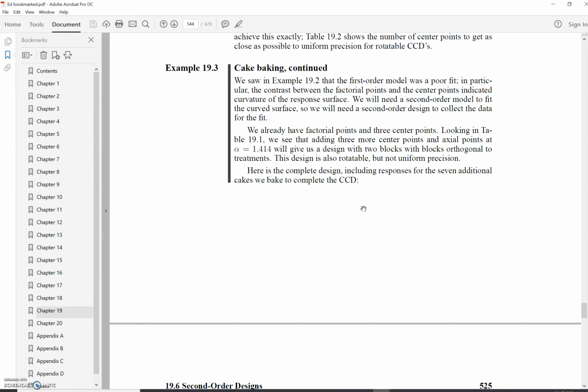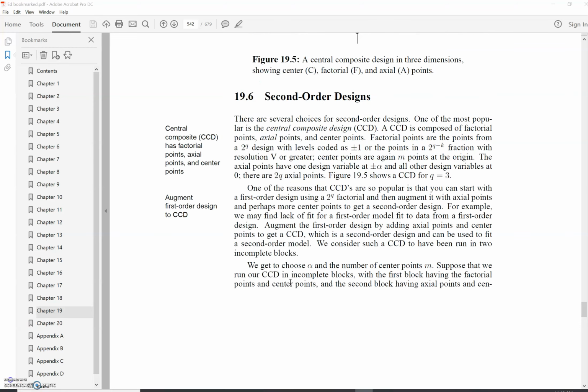Looking in table 19.1, let me go to that. To give us an understanding of how we need to modify the cake baking example to get a better response surface model, I'm just going to introduce to you that the most common way to do this is using a central composite design. Without going into all the theory behind this, CCD is basically just a set of factorial points like we just went over, axial points, which we'll talk about more in a second, and then the center points. We've already defined our factorial points and our center points. We just need to go over the idea of the axial points here.